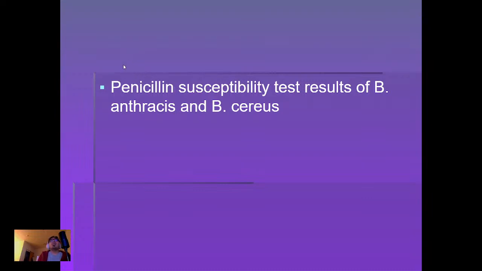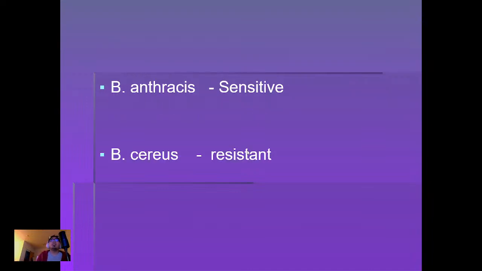Okay? Next, let's move on to the penicillin susceptibility test for Bacillus anthracis versus Bacillus cereus. Bacillus anthracis will test sensitive to penicillin, whilst Bacillus cereus is resistant. Ayan na ang shortcut: resistant. O diba? May RES na sila doon. Resistant, R-E-S. O diba? Cereus. Okay?